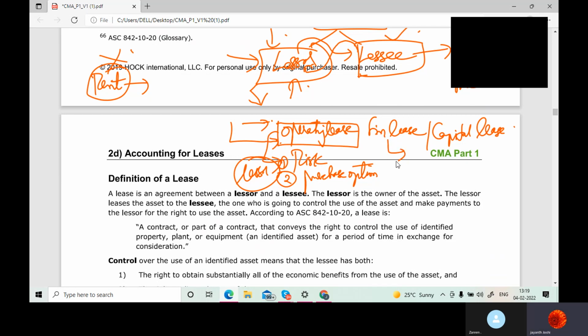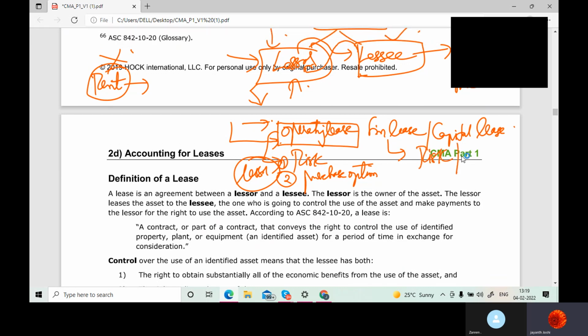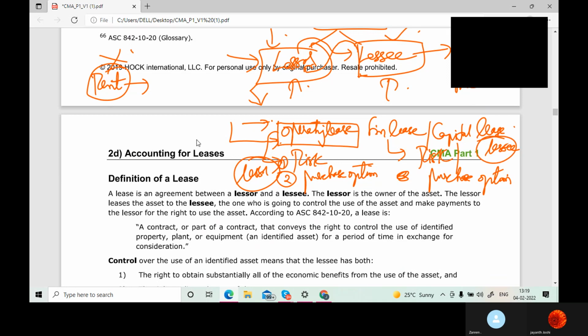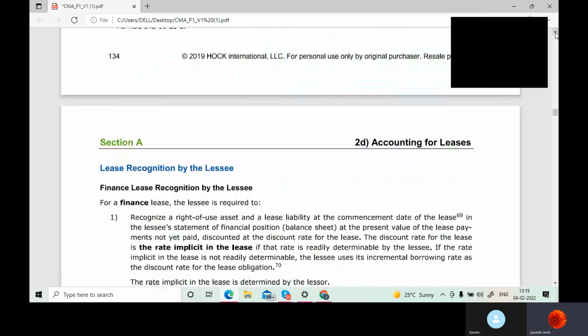But in case of finance lease, the lease is for a very long term. The risk and reward of the property is transferred to lessee. Any damage happens to property, who is responsible? Let's see. And lessee also has purchase option. So I'll give you a general example to generalize this and make the things easy for you. See what happens.